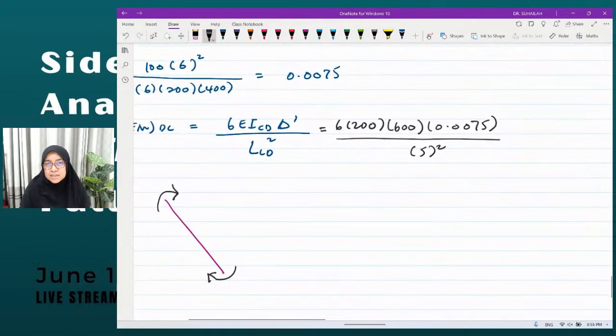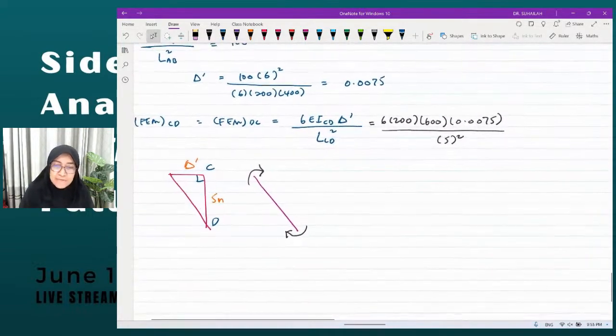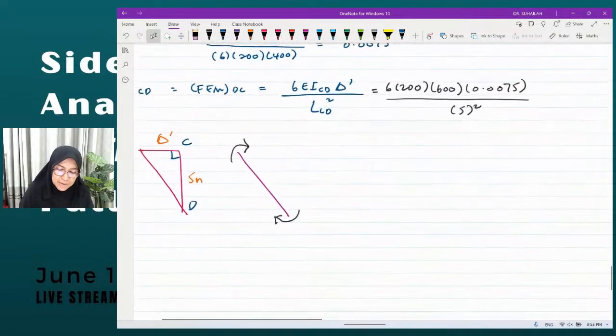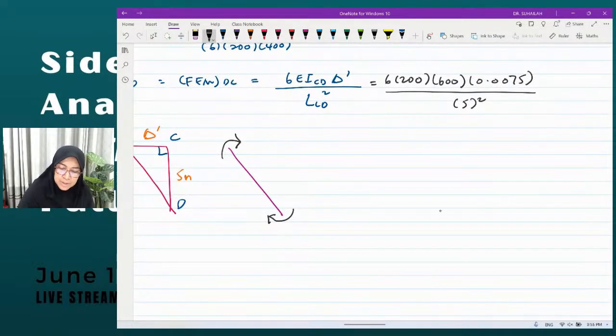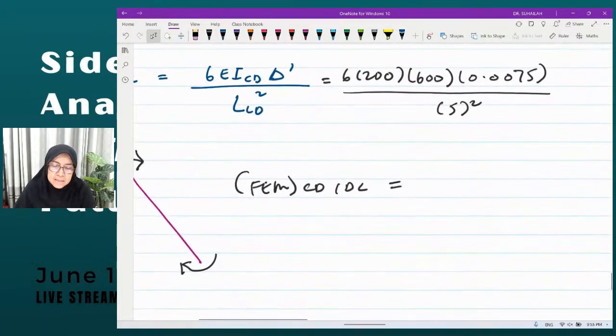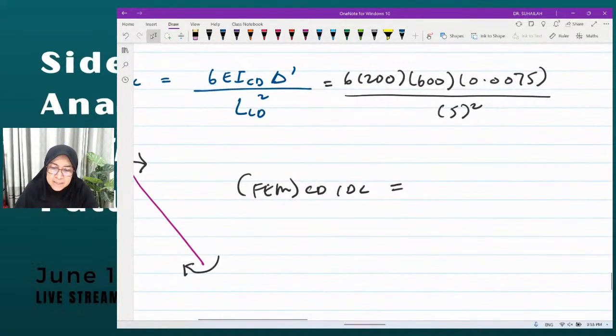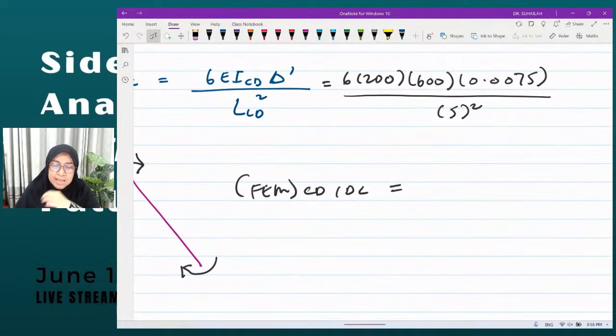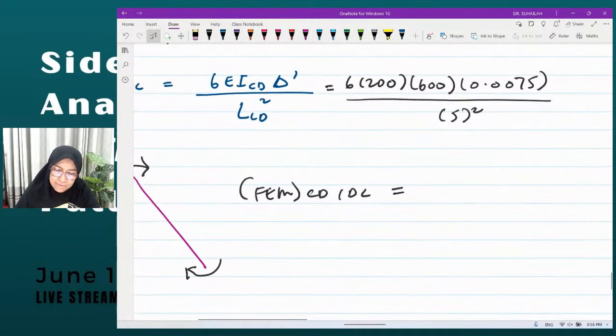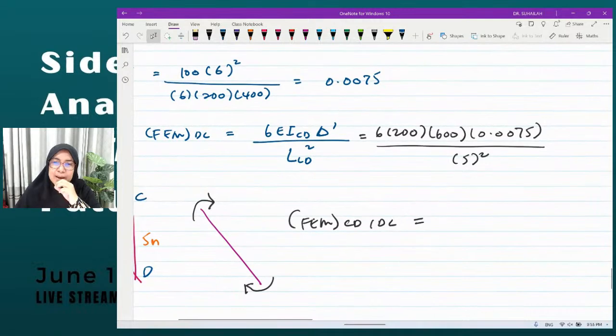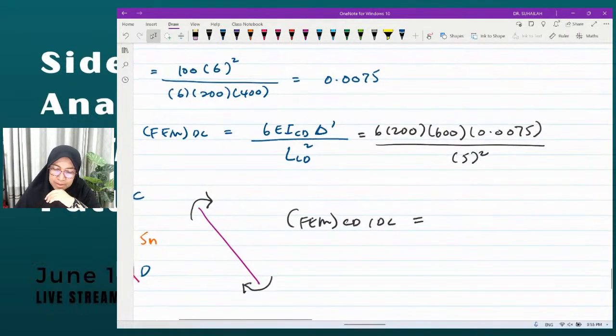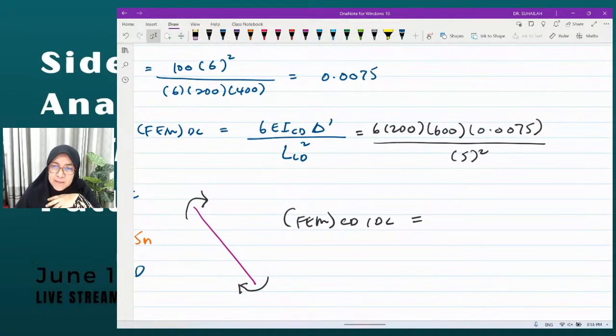This is how we calculate the FEM. So what is the FEM value for CD and for DC? 6 times 200 times 600 times 0.0075 divided by 25. So what is the value for FEM?